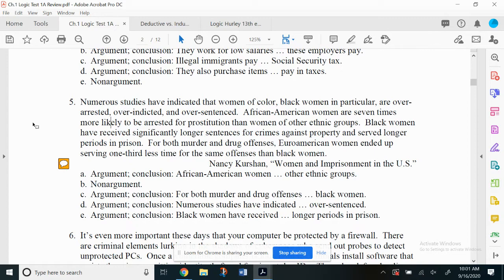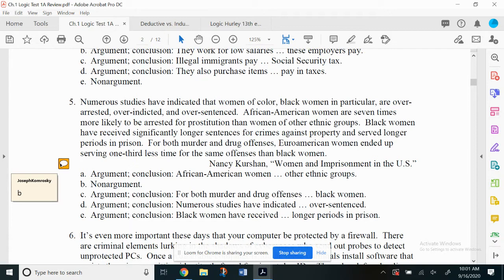You can pause this, look it over, and I'm just going to give you the answer now. You're now a new eaglet flying out of your nest. You're doing these on your own. How many of you got B? Non-argument. That just means there could be good information there, but there is no conclusion that's being supported by every other statement in there. Okay, let's go to six.